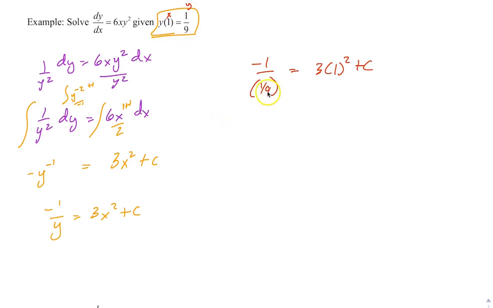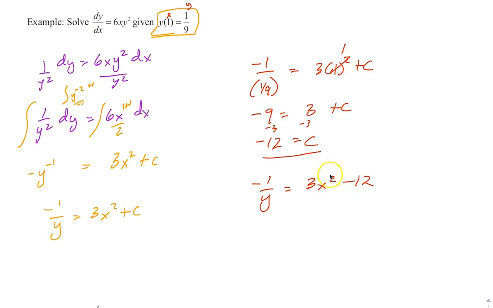Remember the same trick that works here? 1 over 9, just the 9 moves to the top, so I actually just get negative 9 equals 3, and 1 squared is 1, plus c. So negative 12 equals c. Then we're going to rewrite it. So I'm going to get negative 1 over y equals 3x squared minus 12. But we are not done.